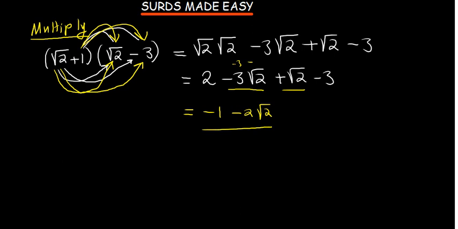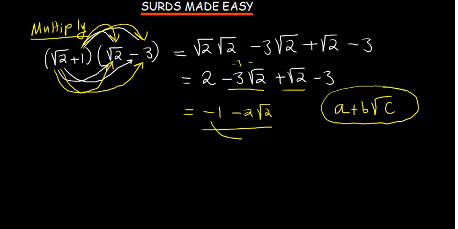Actually, you are going to see they are going to ask you to leave your answer in the form a plus b square root of c. So actually this answer that you have seen, we have left it in this form. This is how questions are going to come, leaving your answer in the form a plus b square root of c. So that means that the negative 1 here is the a, negative 2 is the b, and then the 2 which is inside is the c. So we have left it in the form that they've asked us.